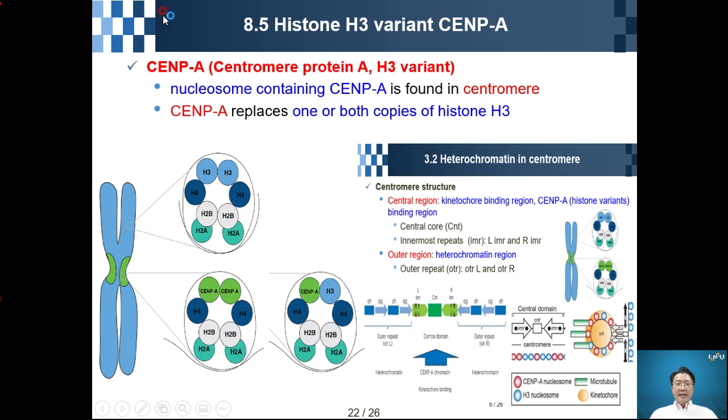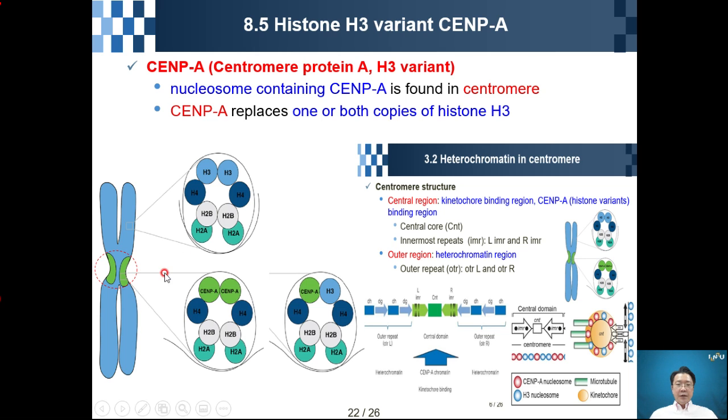In this slide, I will explain the fifth subject, histone H3 variant CENP-A. CENP-A's full name is centromere protein A. This is a histone H3 variant. In chapter 3, we briefly learned about the centromere. At that time we learned that the nucleosome containing CENP-A is found in the centromere region.